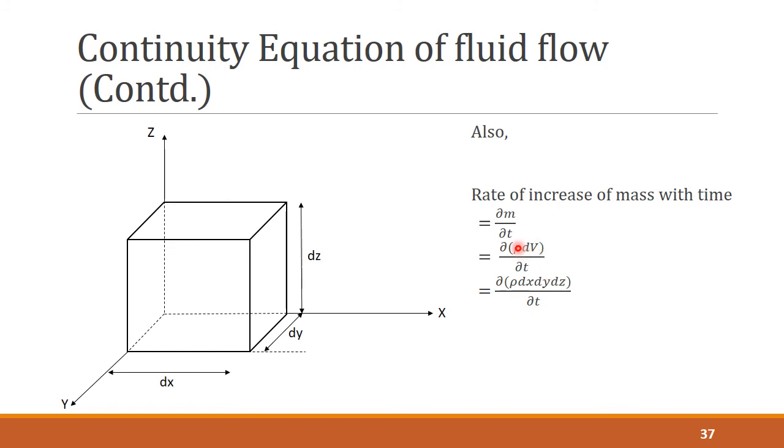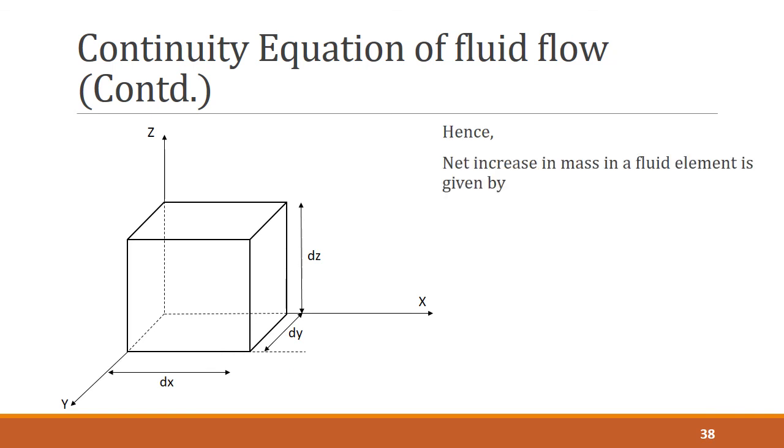We cannot assume that rho is a constant immediately, because we have learned about compressible flows where rho cannot be a constant. So rho is still inside the bracket. The volume dV is given by dx dy dz. So that would be dou rho by dou t into dx dy dz, because dx, dy and dz are constants. They are the dimensions of the fluid element.